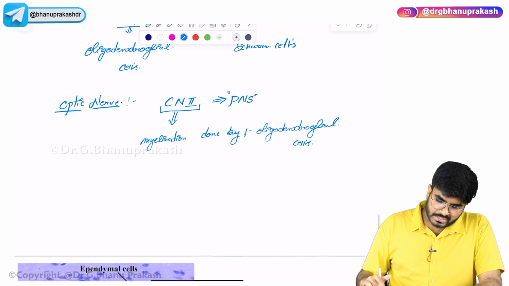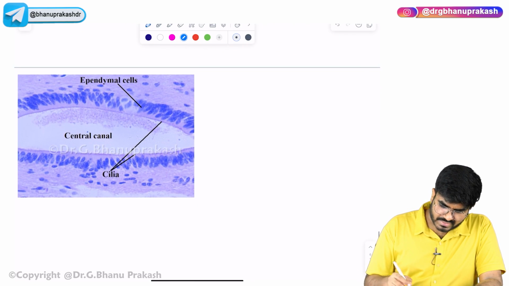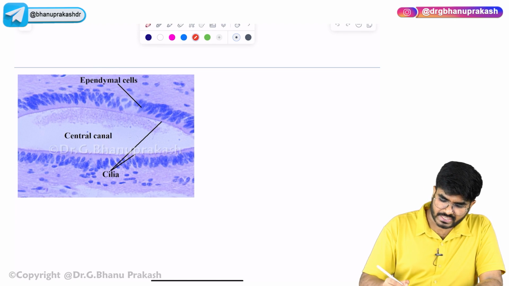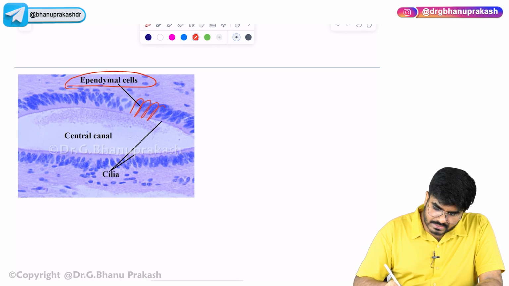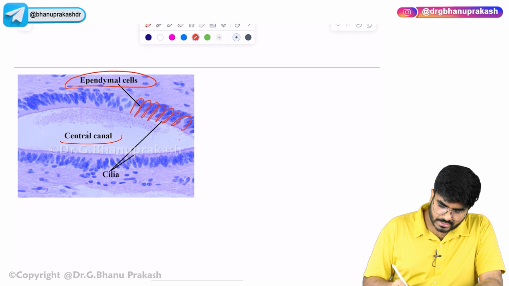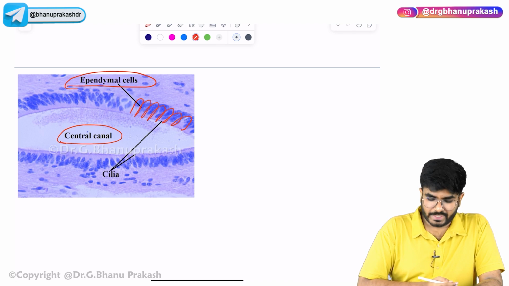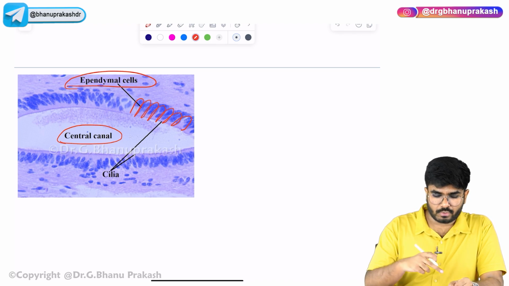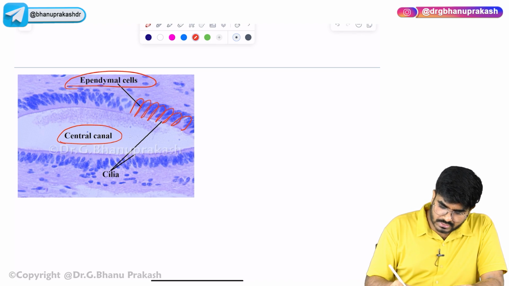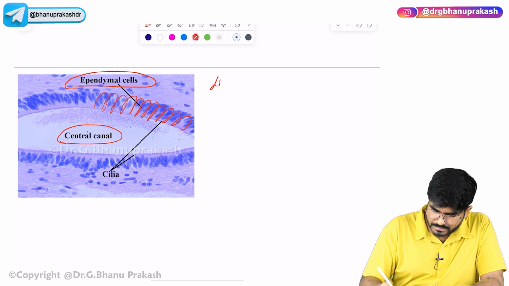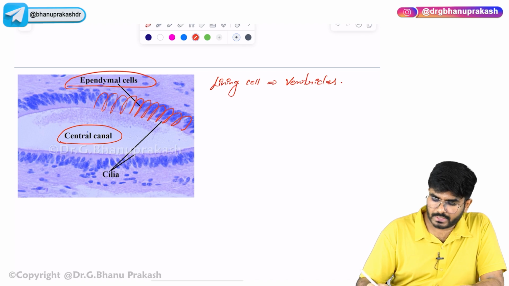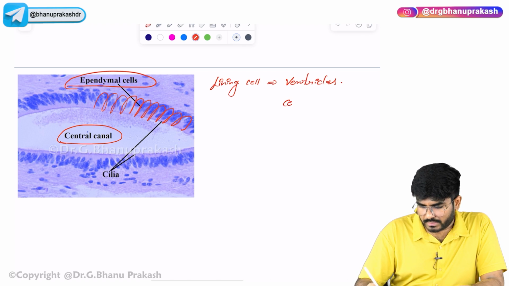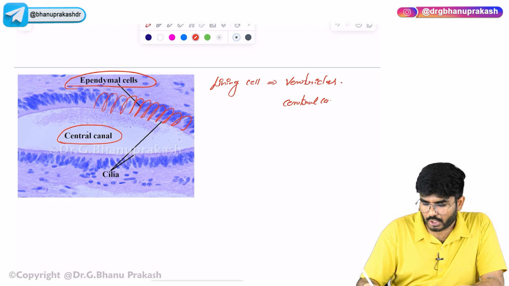Next, let's discuss the next type of cells, which are called ependymal cells. This was a question asked in the 2019 FMG exam. So what are these ependymal cells? They are the lining cells of the cavities in the brain and spinal cord. In the spinal cord there is a central canal. They will line the ventricles in the brain, and they will also line the central canal in the spinal cord.